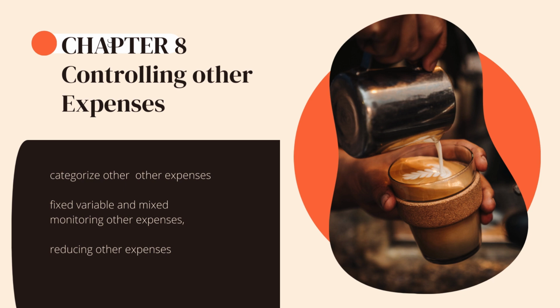In this chapter, you will see how to manage other expenses. We will identify fixed, variable, and mixed expenses, and also controllable and non-controllable ones. We also need to monitor other expenses, like reducing other expenses. As the conclusion, it categorizes other expenses as variable, fixed, and mixed, classifies individual other expenses as either controllable or non-controllable, and compares other expense costs in terms of both cost per guest and percentage of sales.